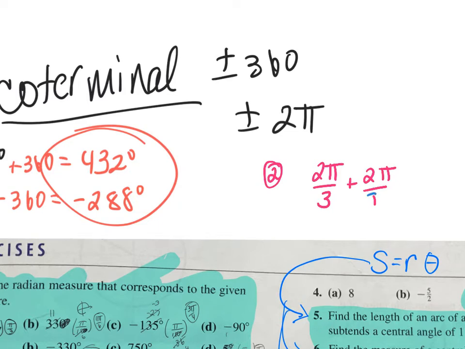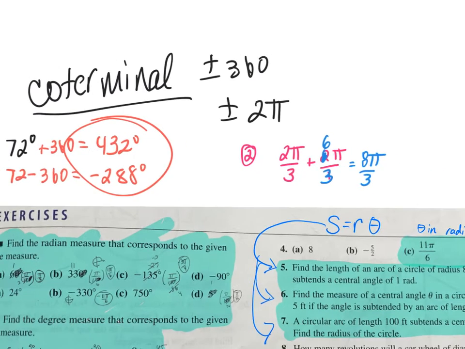So if I change this to 3, if I multiply by 3 in the bottom, then I multiply by 3 where? On the top. So 3 times 2 becomes 6. So what's 2 pi plus 6 pi? 8 pi. So your positive coterminal would be 8 pi over 3.